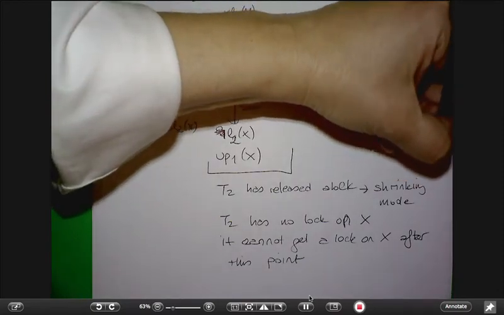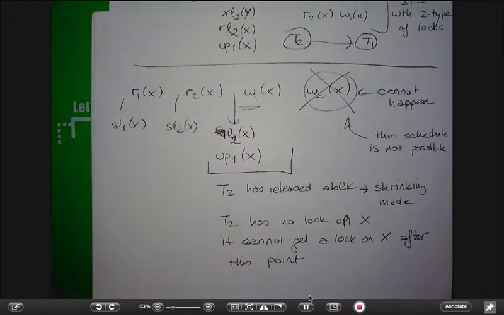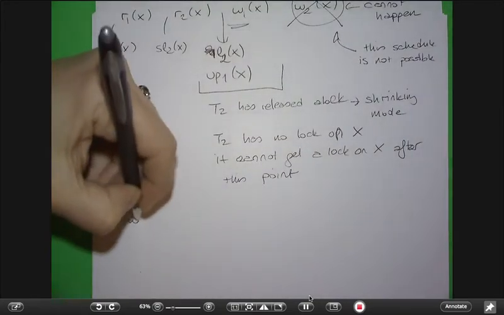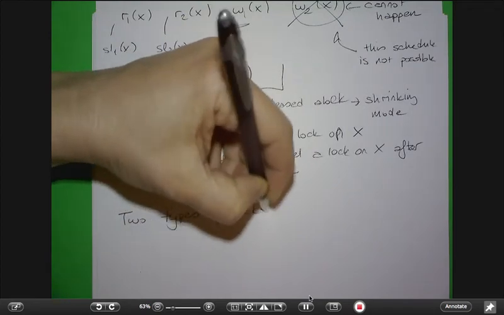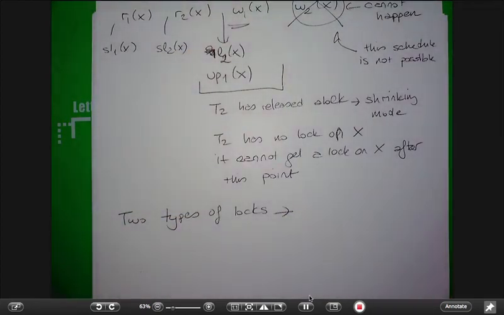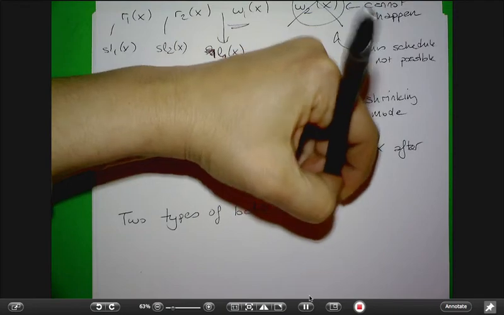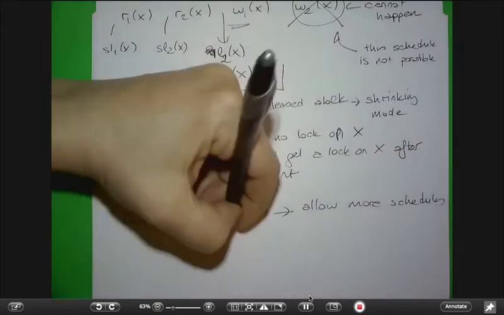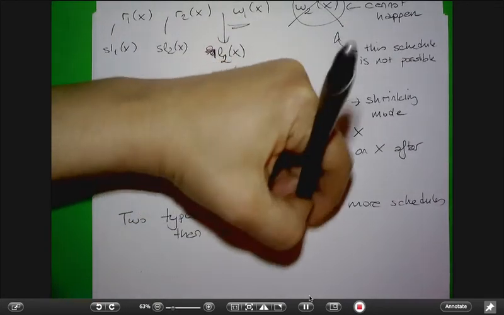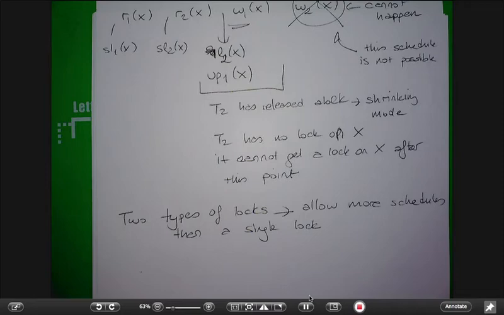So all that I'm trying to say is that if you use two types of locks, you allow many other different schedules than you would get in a single lock, but you still have serializability.